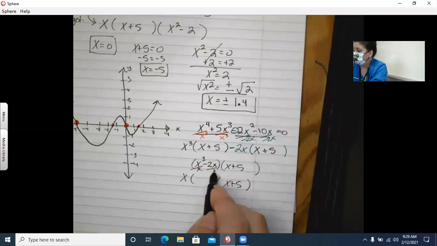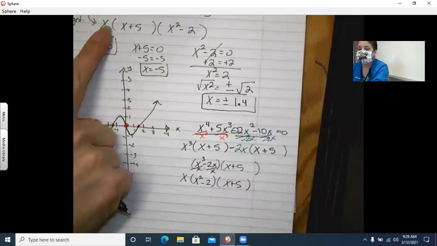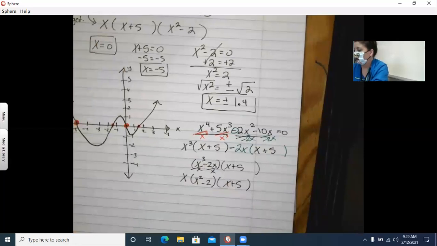So x cubed divided by x is x squared. Negative 2x divided by x is negative 2. Aren't these the same factors that I ended up with up here? X plus 5, x minus 2. Same factors, right? So either way you want to do it, whatever makes the most sense to you, I'm fine with, as long as you show me your math to prove it.